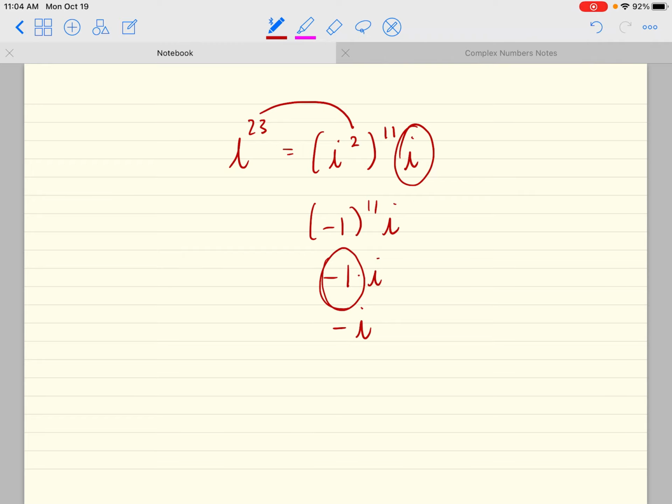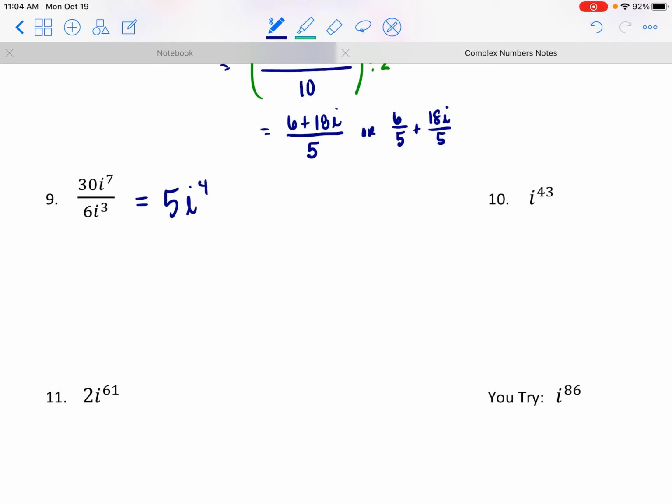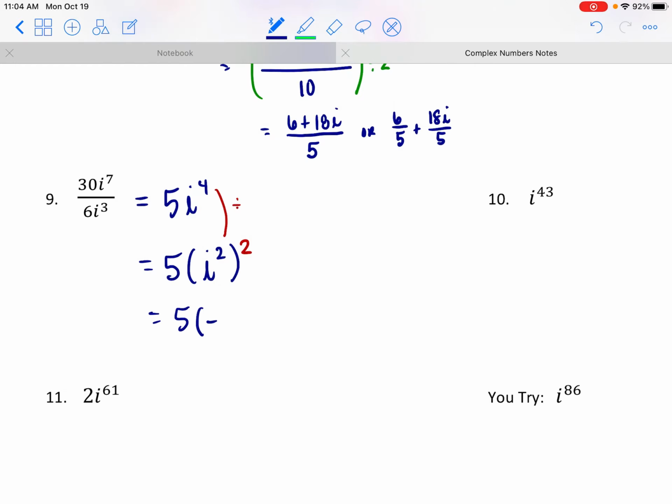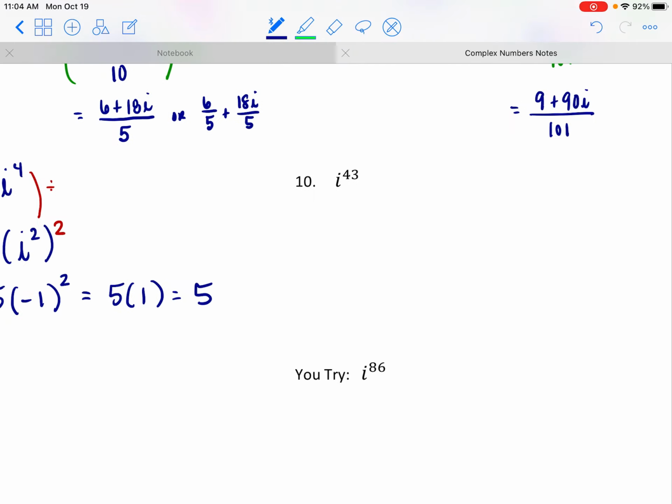All right, so here, this 5i to the 4th is going to be 5, and then how many i squareds are in i to the 4th? Well, 4 divided by 2, I get a 2 to go here, no remainder. So we're going to make this 5 times i squared gets replaced with negative 1 squared. And that's 5 times 1, which means this simplifies down to 5. Okay, just a 5.